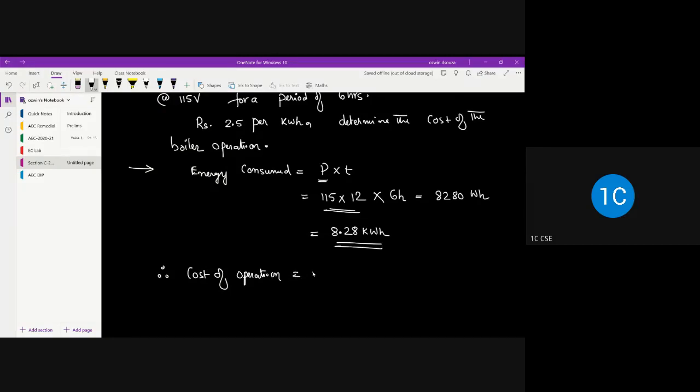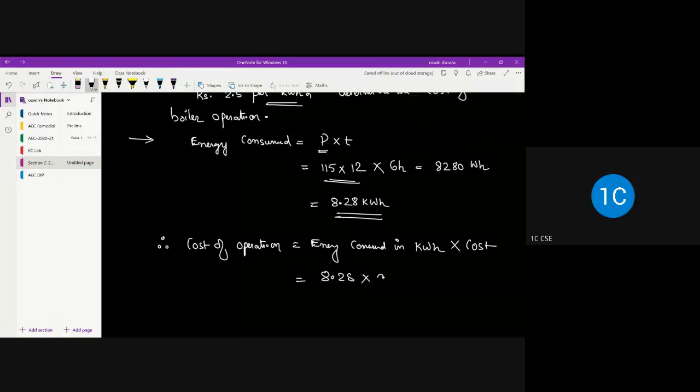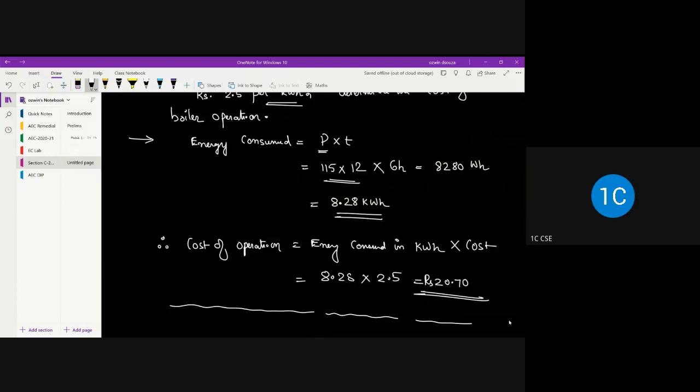Therefore cost of operation is energy consumed in kWh into the energy cost. Remember, energy consumed in kWh because the tariff is given in kWh. So how much is it? 8.28 into the cost of electricity. Right, 20.7, sir. Great. So it is rupees 20.7.